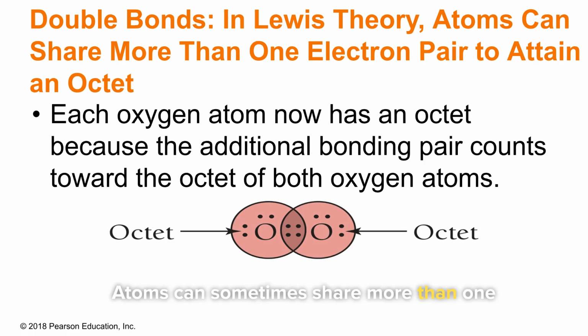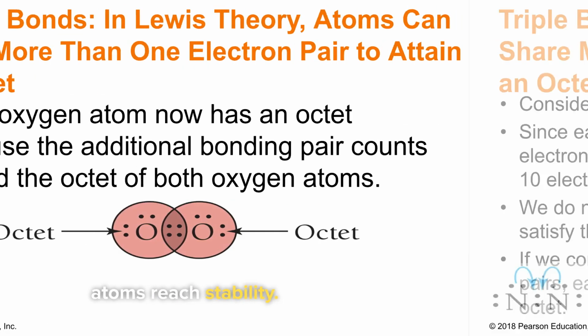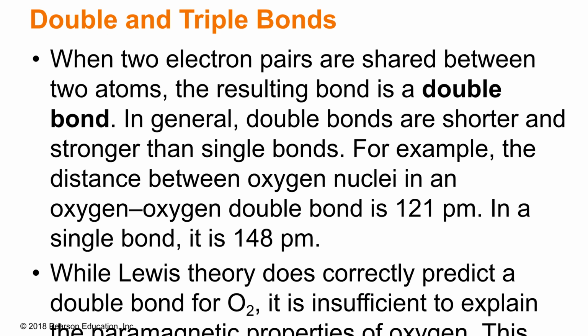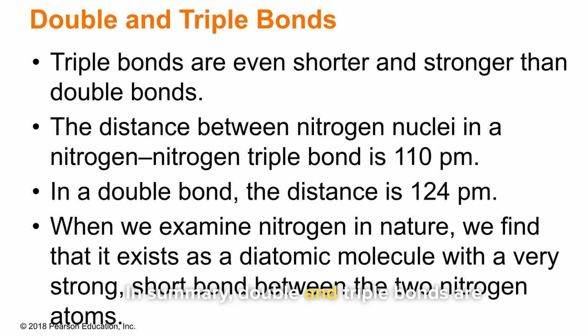Atoms can sometimes share more than 1 electron pair to satisfy the octet rule. For oxygen, creating a double bond helps both atoms reach stability. By forming a double bond, each oxygen atom now effectively has an octet, with the shared bonding pairs counting toward both atoms. Triple bonds can also form. For the nitrogen molecule N₂, converting 2 lone pairs into bonding pairs allows each nitrogen atom to achieve a stable octet. In summary, double and triple bonds are stronger and shorter than single bonds. These bonds are essential for understanding the properties of many stable molecules found in nature.